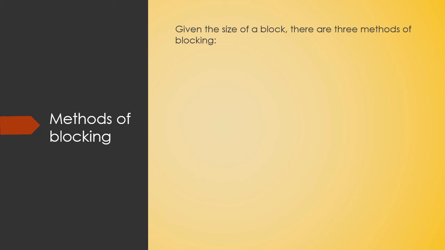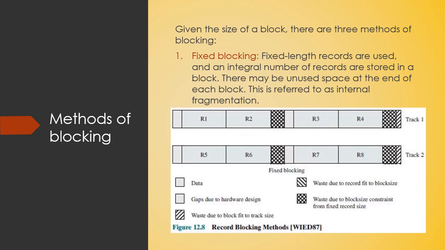Methods of blocking. Given the size of a block, there are three methods of blocking. Fixed blocking. Fixed length records are used and an integral number of records are stored in a block. There may be unused space at the end of each block. This is referred to as internal fragmentation.